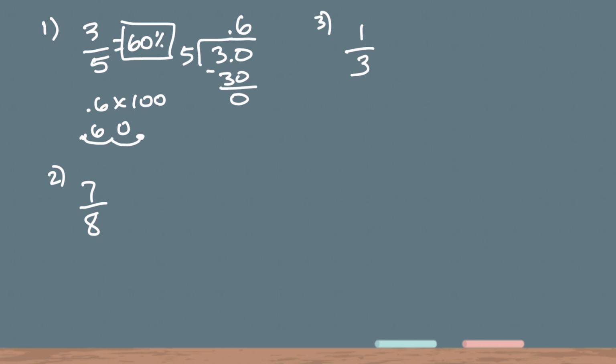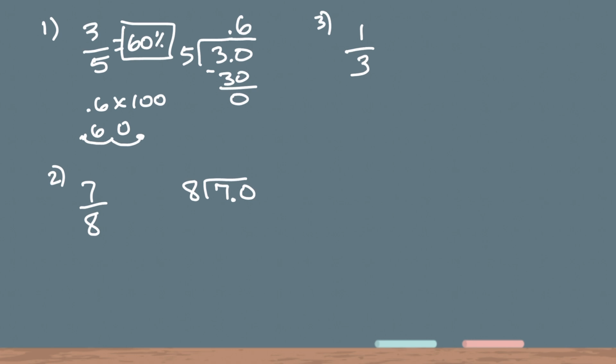Okay, let's keep going. Our second problem is 7 over 8. And again, our first step is to divide the numerator, which is your top number, by the denominator, which is your bottom number. And let's go ahead and write out our long division. So we have 7 divided by 8. 7 can't be divided into 8. So what we're going to do is add a decimal and add a 0.